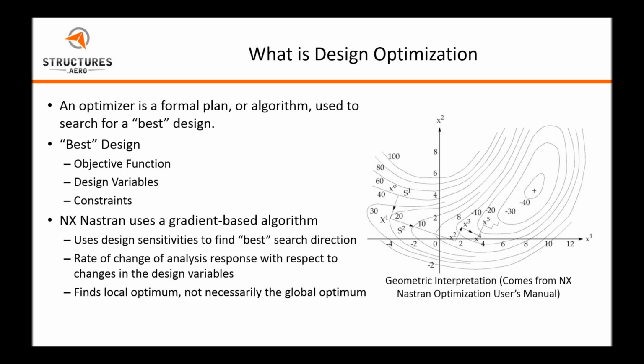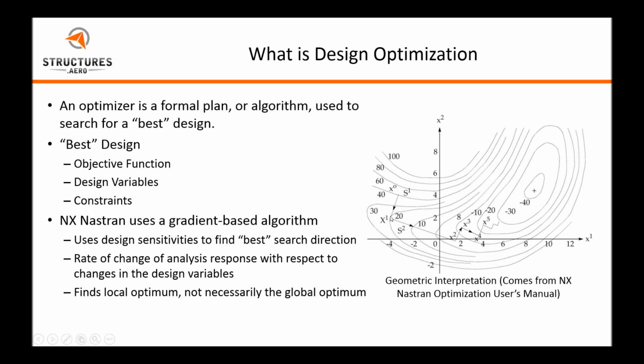So NX Nastran uses a gradient-based algorithm, and a gradient-based algorithm essentially uses design sensitivities to find the best search direction within your design space. Design sensitivity is essentially the rate of change of an analysis response with respect to changes in the design variables. This little cartoon image on the right is actually from the NX Nastran Optimization User's Manual. Our objective function is this contour plot in 2D, and the axes X1 and X2 are our design variables. So we have two design variables in this case.